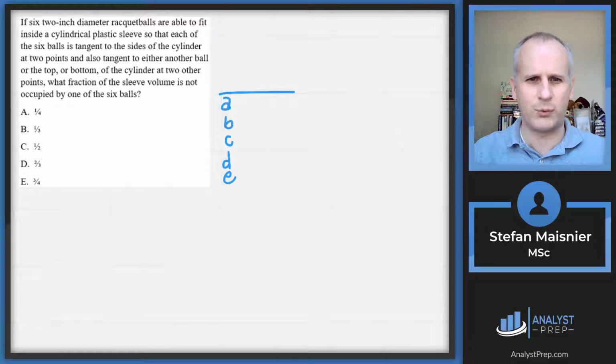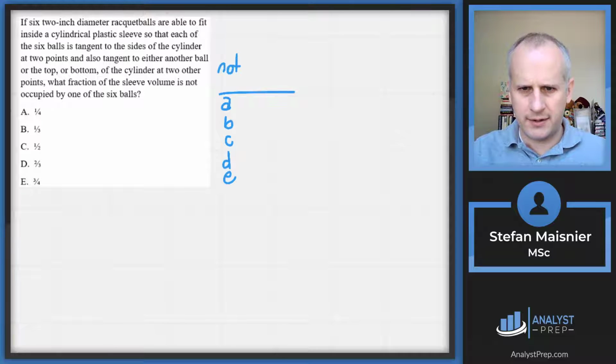And we see we're being asked for what fraction of the sleeve volume is not occupied by one of the 6 balls. So not occupied volume, out of the total volume.